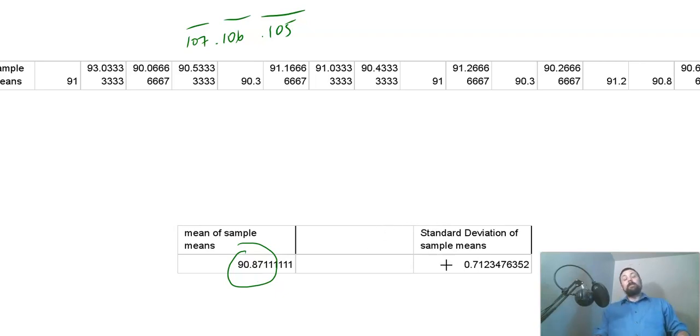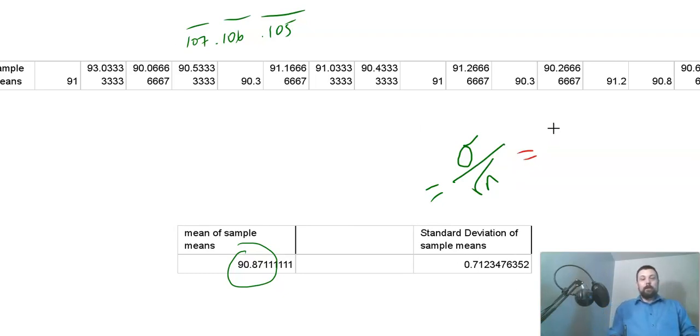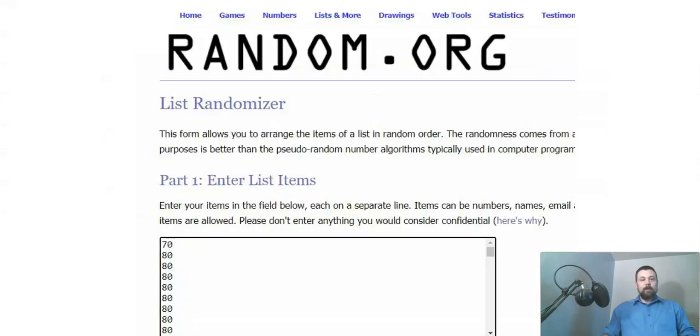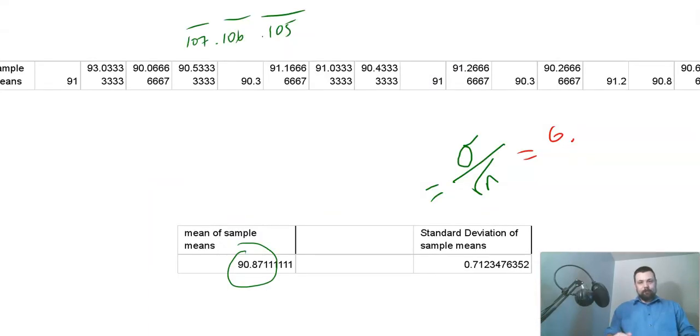And the central limit theorem says that the standard deviation of all these sample means should end up being the original standard deviation divided by the square root of the sample size. Now my original standard deviation, I can't remember what the decimal places were. Let's go back to that. It's 6.09 to two decimal places. So 6.09 divided by the square root of our sample size, which was 30.